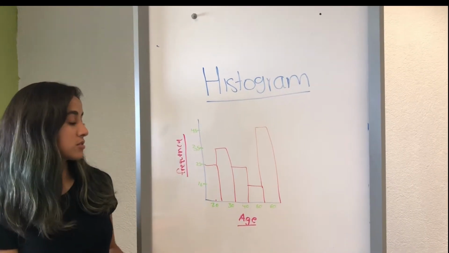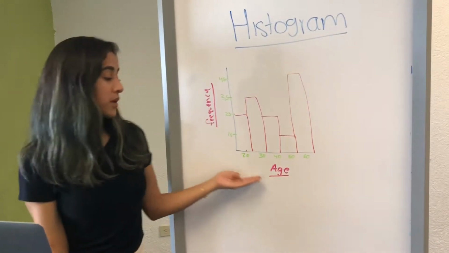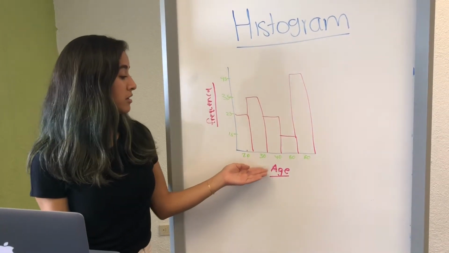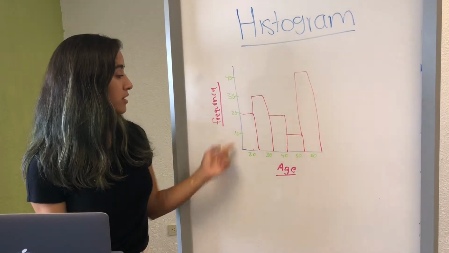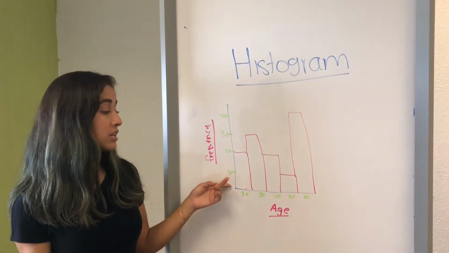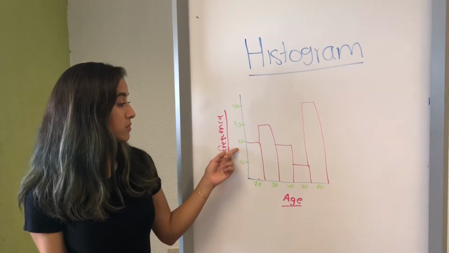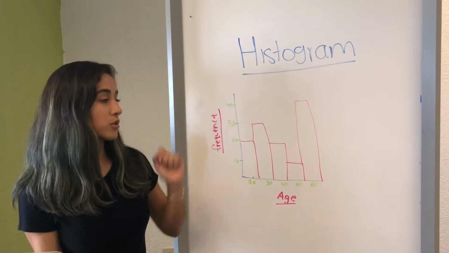This is an example of a histogram that shows the age. Right here, it's 20, 30, 40, 50, and 60. The thing right here on the side is the frequency that are in intervals 1.5, 2.5, 3.5, and 4.5.